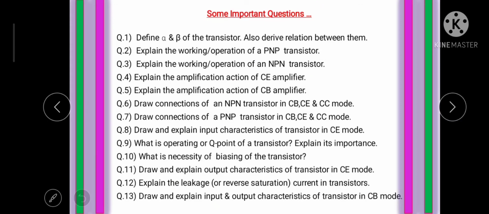Friends, from the exam point of view, here I have given some important questions. It will be better for you to go through all these questions. These questions cover the complete unit we have discussed so far, and they also include short answer as well as long answer type questions.